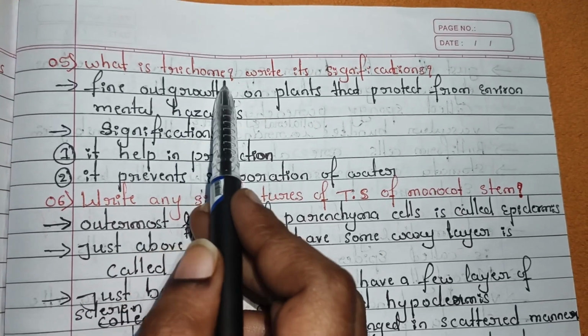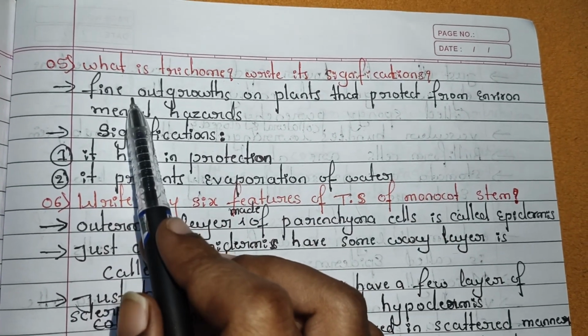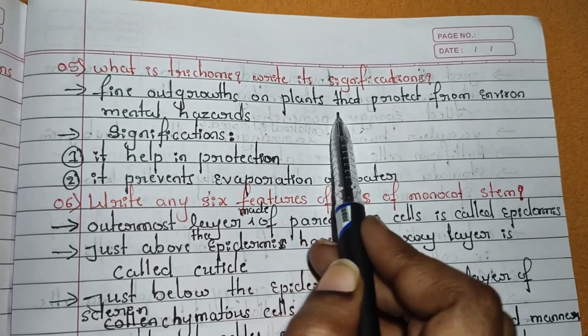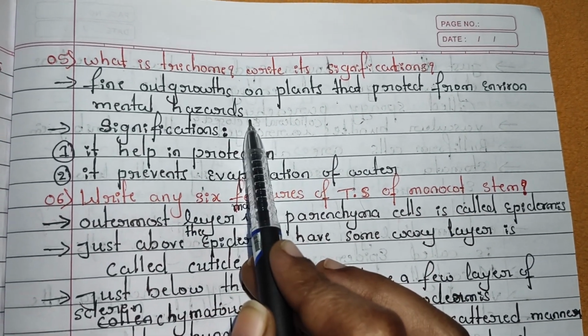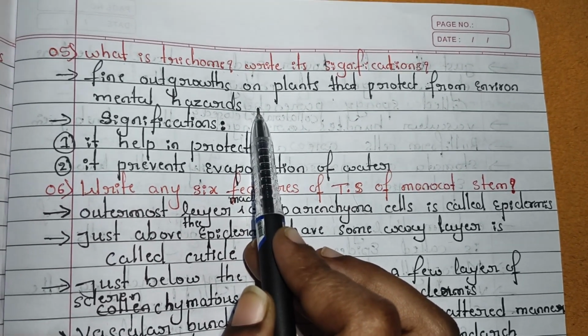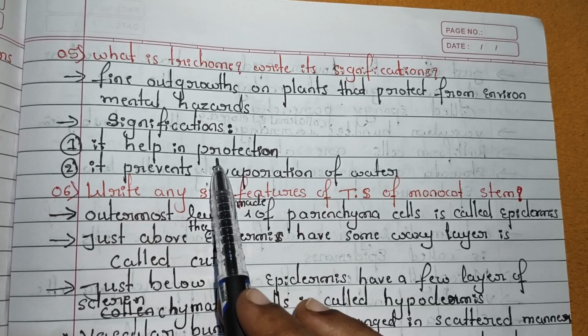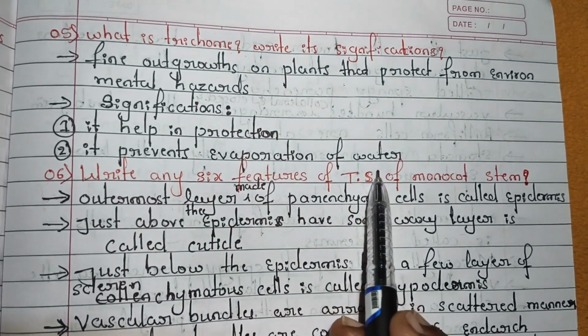Next question: what is a trichome? Write its significance. Trichomes are fine outgrowths on the plant that protect it from environmental hazards, meaning they protect it from animals or other environmental hazards. The trichomes are helpful for protection, and they prevent the evaporation of water.